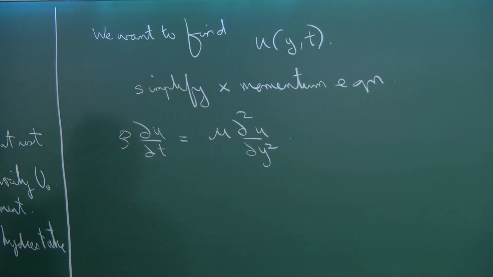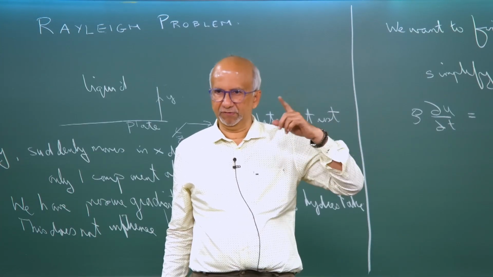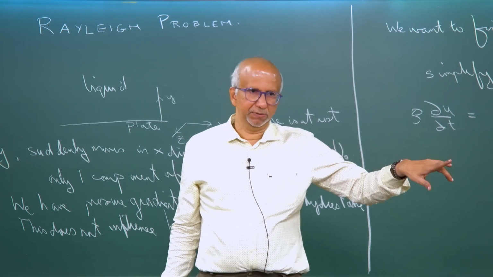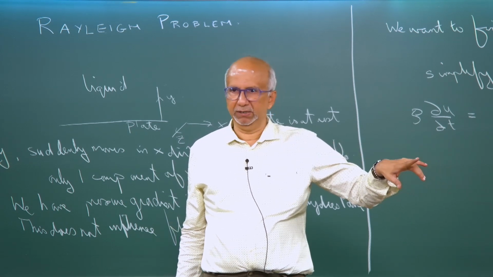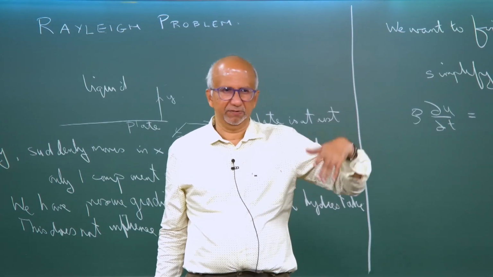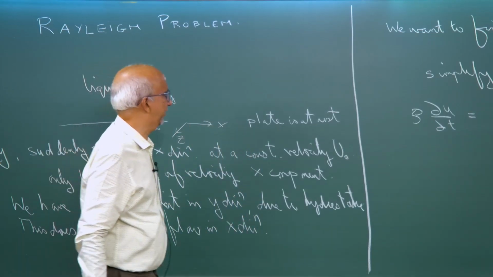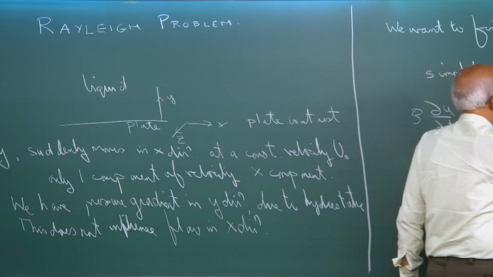I am going to leave this as an exercise for you to do. You write down the complete x momentum equation and then you have to justify why all the other terms are dropping off, okay, like we have done in the past, and then you will get this equation. Because we have done this several times, I am not going to do it again. Okay. So, we basically have to simplify it by neglecting terms which are not important.